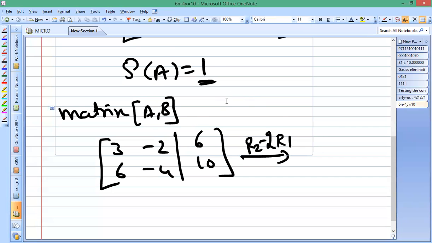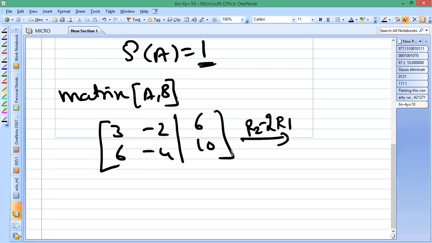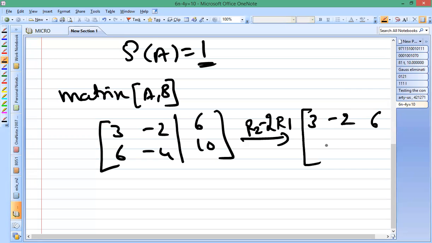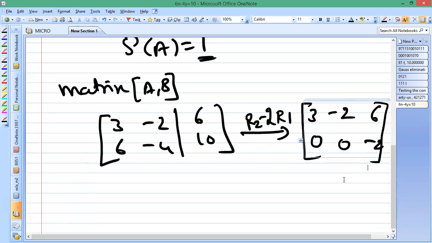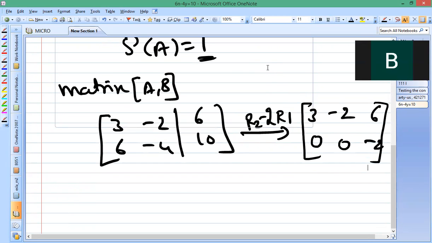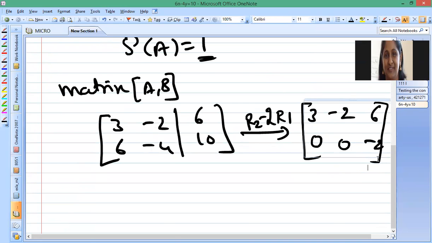As for the augmented matrix, calculate the rank. For this augmented matrix, if you perform R2 minus 2 R1, what does it result in? The first two elements will not change, and here it will result in 0, 0, 10 minus 2. Is it possible to get 0 here? Further? Yes, it is not possible to get a 0 element in the third column.